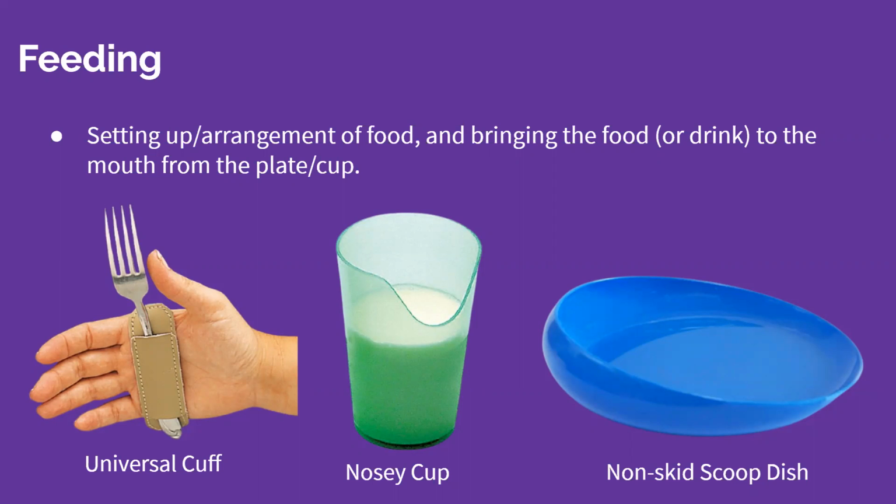And a non-skid scoop dish is helpful in many circumstances because it allows somebody who might have trouble getting the food on their fork or spoon, it gives them that lip there on the left to kind of scoop whatever food they need to get on the fork. So this can help with somebody who might have trouble with coordination, tremors, or just any sort of condition where they might have trouble coordinating that fork to food motion that's required for feeding.